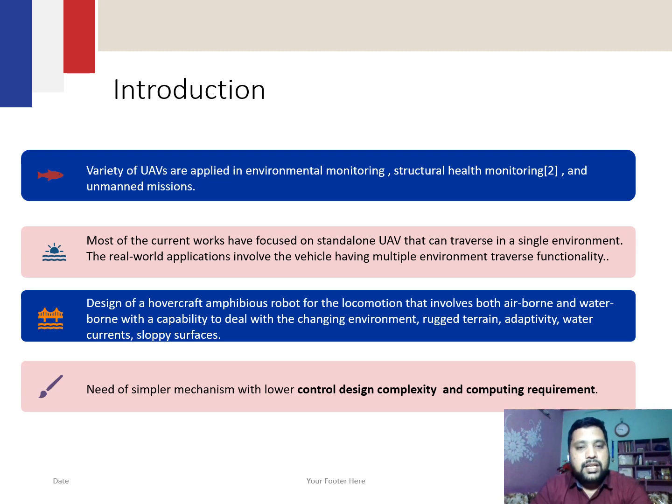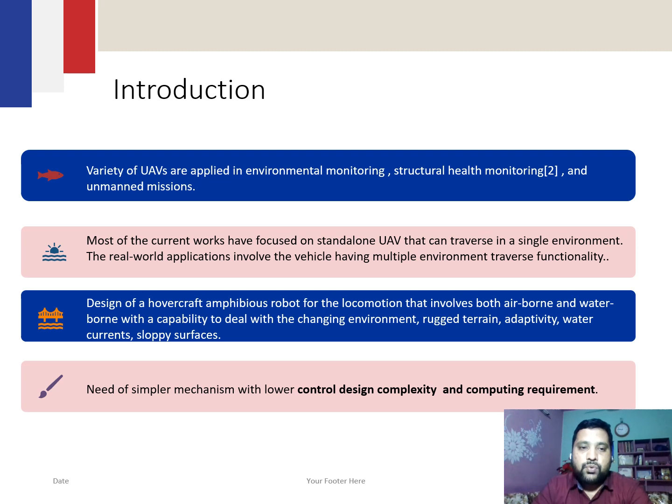So this requires handling dynamics change in the environment, which can be rugged in nature, and needs to adapt to different environments, and various parameters such as water currents can come, and sloped surfaces and uneven surfaces in these different environments. Hence there is a great deal of challenge and problems it can encounter. So there is an agile requirement of a hovercraft amphibious robot which is capable of traversing in these multiple environments.